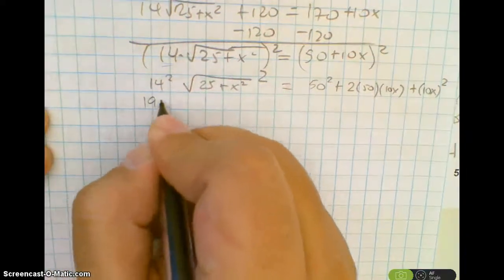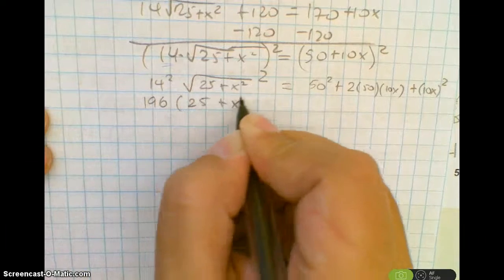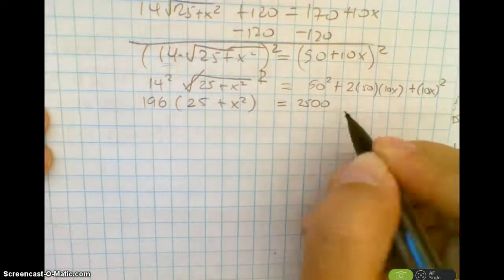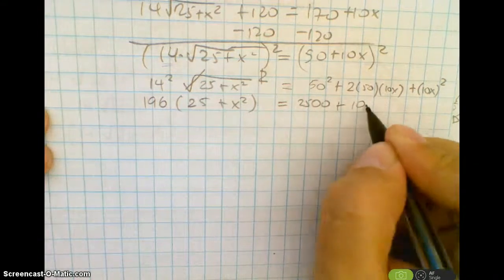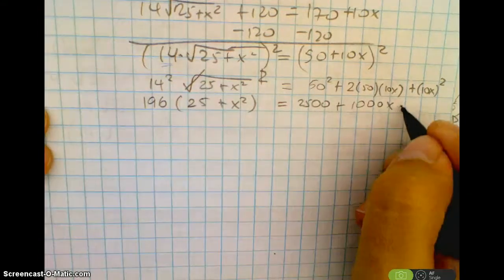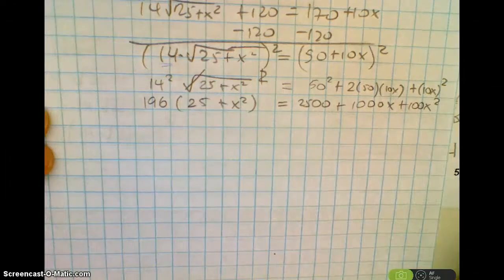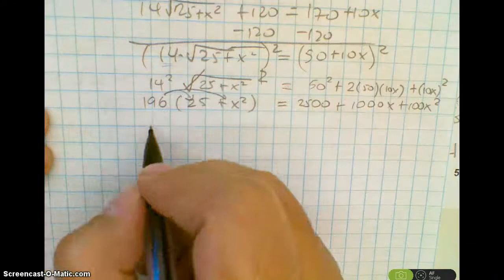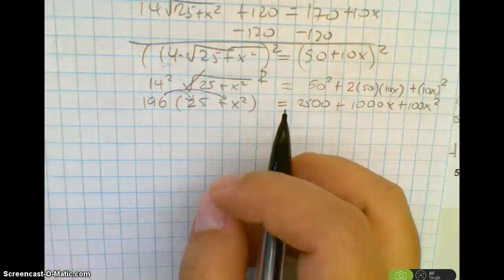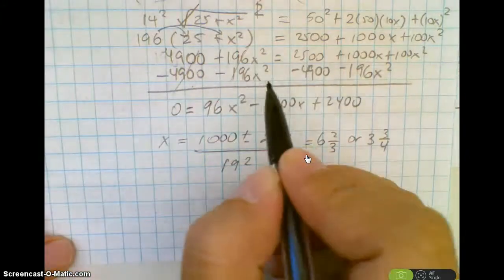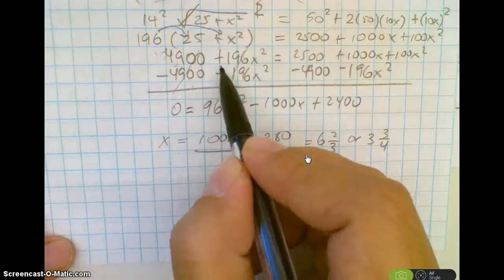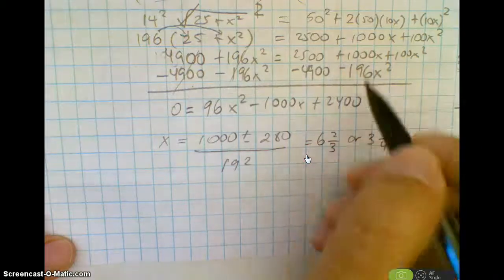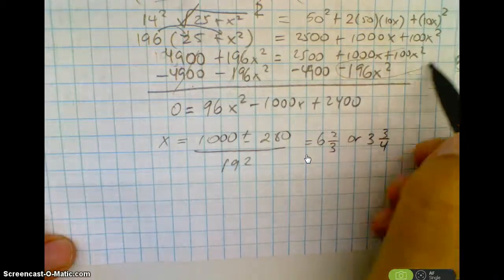Now this will be 196 times 25 plus x squared. Remember that the square will cancel out with the root, and here I have 2500 plus 1000x plus 100x squared. And then I'm going to distribute this 196, and then I'm going to send everything to the right side. Okay, so now simplifying this equation, after I distribute and I bring everything to the right side of the equal sign, I'm just going to combine like terms.